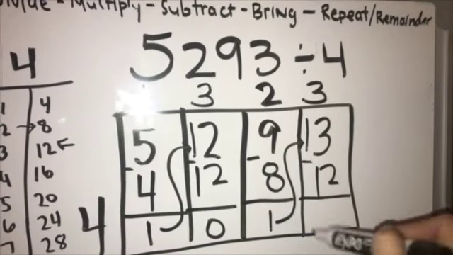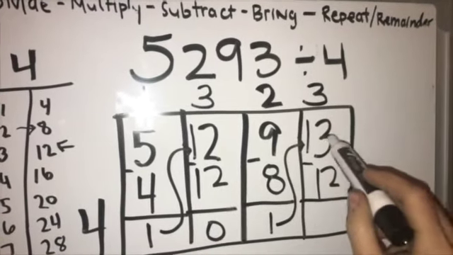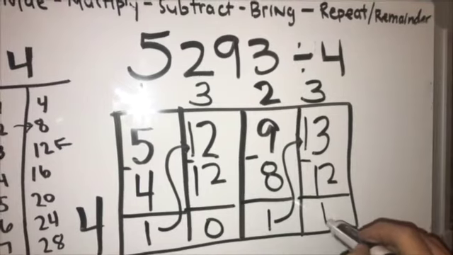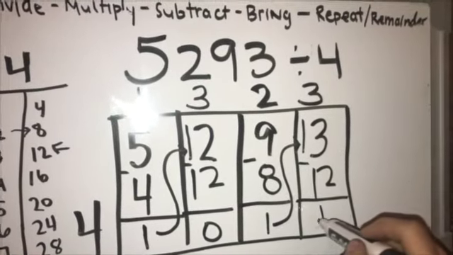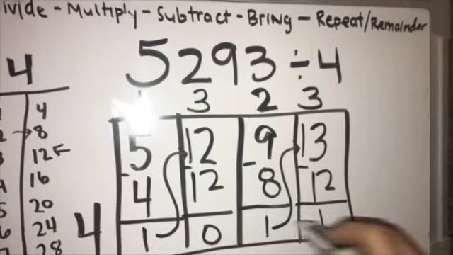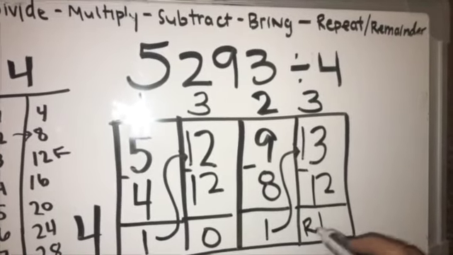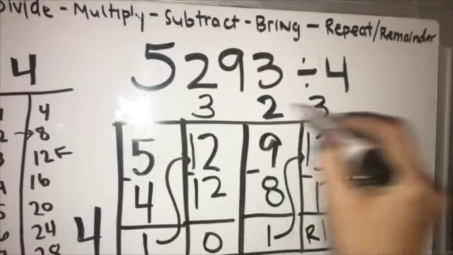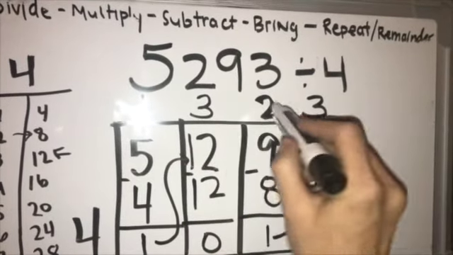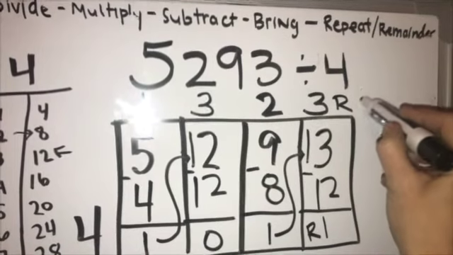I subtract. After I times, I got the 12. I subtract, and now I have a 1. I have nowhere to bring it over to, so I look at Rover. This is less than my divisor, so it has to be a remainder. So my answer is 1,323 with a remainder of 1.